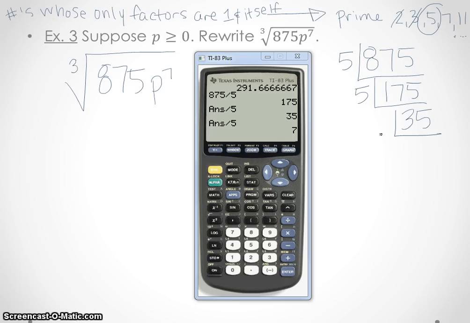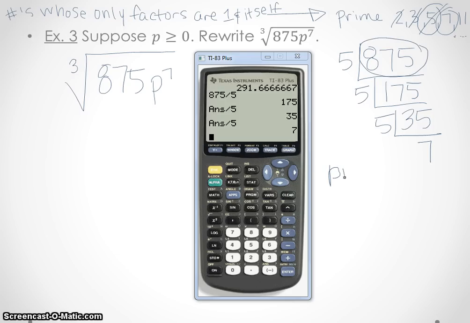All right, 5 does work. So we're going to divide this by 5, and we get 7. Now, we could keep going here, but we got a prime number, so we know it's not going to divide into anything but 7 and 1. So we're going to stop here. Essentially, this is called the prime factorization.